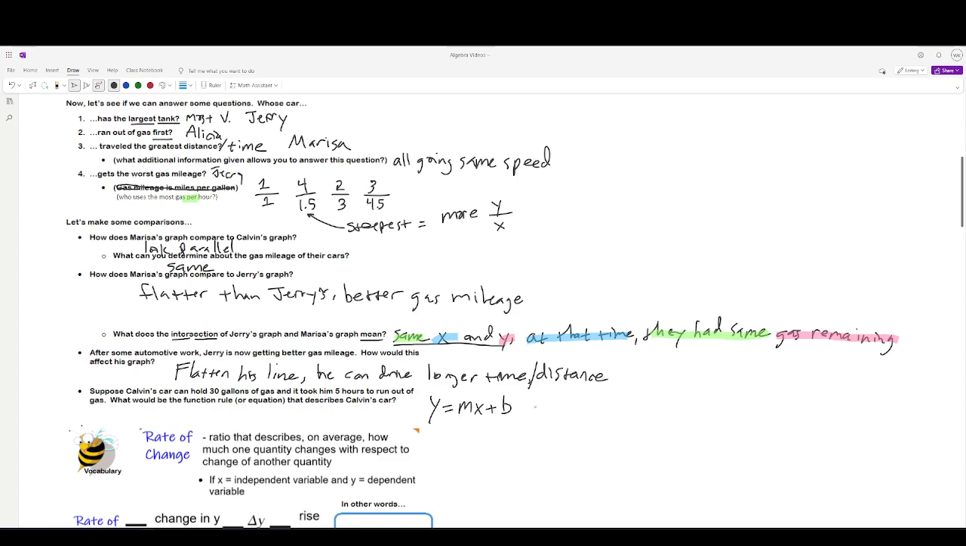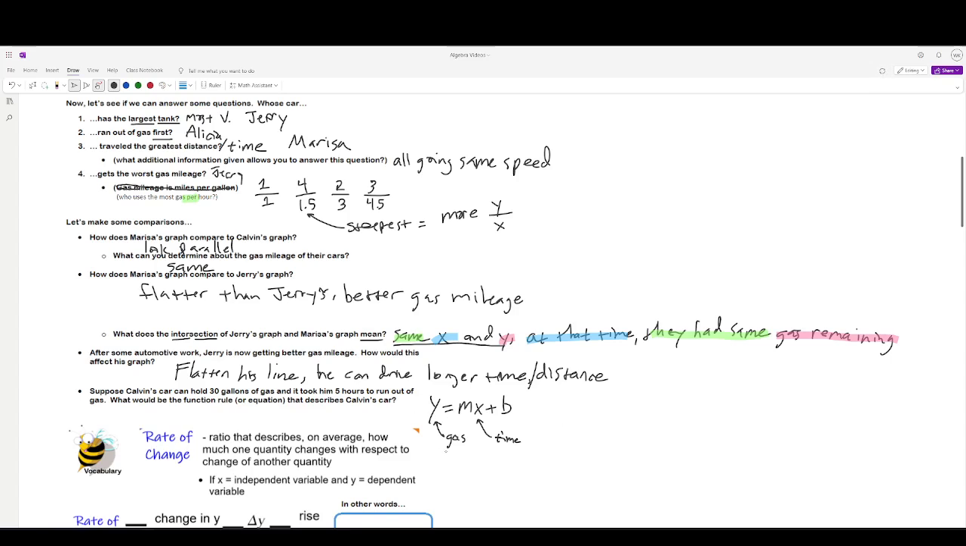So we need to know what those things are. So remember, y is the amount of gas. X is the amount of time or hours. So it holds 30 gallons and took him 5 hours to run out of gas. So we would replace or substitute the amount of gas with 30, and we would set that equal to m times the amount of time he drove, which is 5, and I guess, actually, sorry, we can do this more simply. We're not quite ready for that yet.